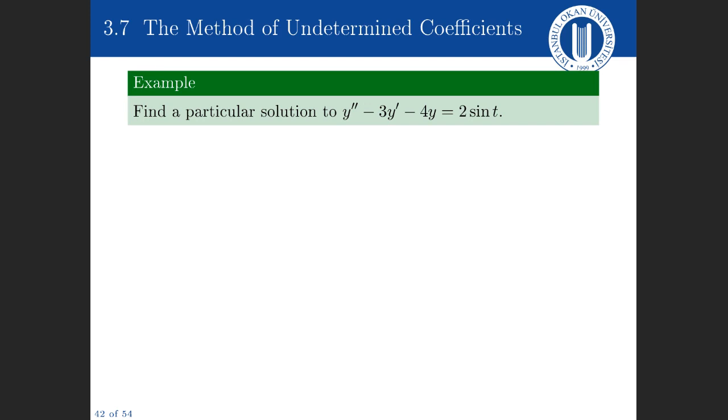Next example. Find a particular solution to y double prime minus 3y prime minus 4y is equal to 2 sine t. First guess. Here's a clue here. Why am I saying first guess? The first guess I'm going to make is, because the function g is a number multiplied by sine t, I'm going to guess that the particular solution is also a number multiplied by sine t.